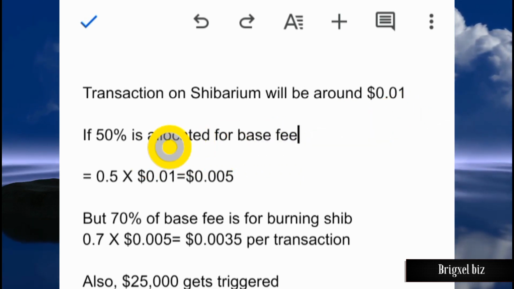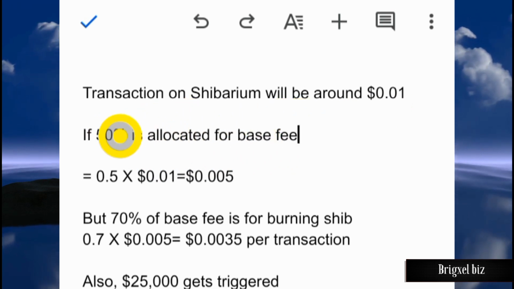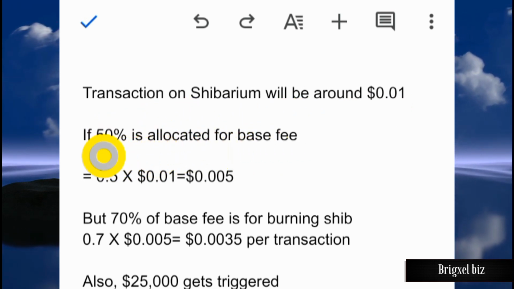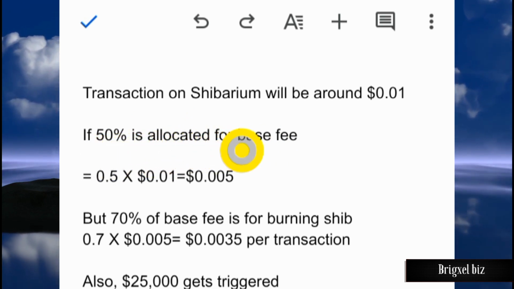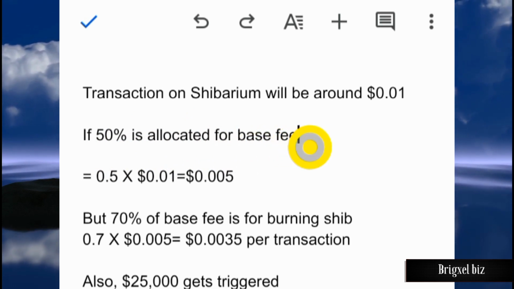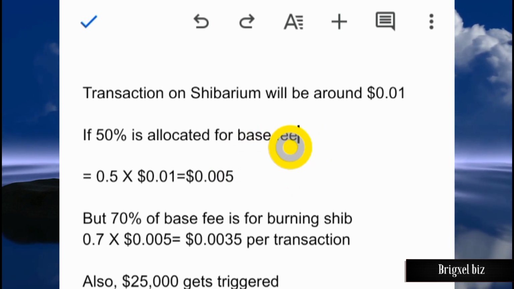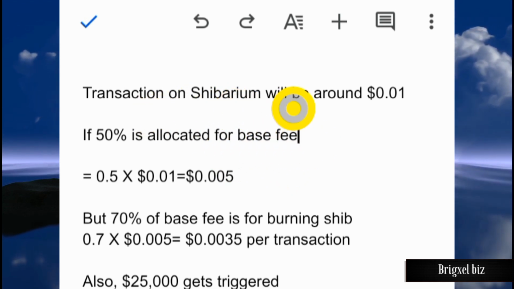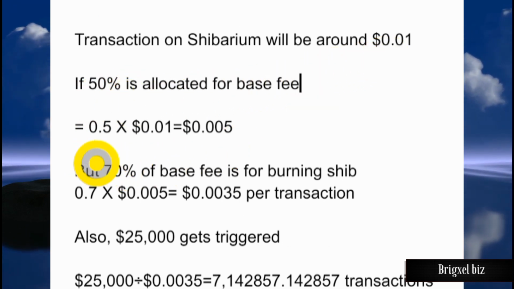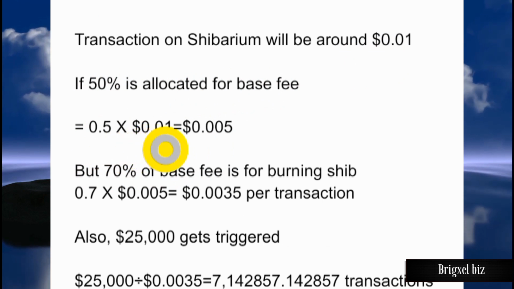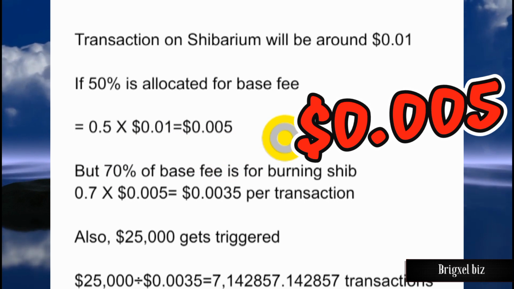So let's make some assumptions here. You are free to choose any percentages you want. For the purpose of this video, I'm going to be choosing 50%. So let's say 50% is allocated for base fee. What is base fee? Base fee is the minimum amount of money you need to pay for your transaction to be executed on Shibarium. So this means that 50% times 1 cent, 0.5 times 1 cent, is going to give us $0.005.